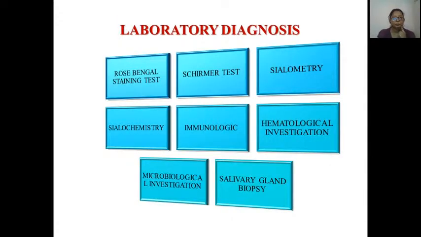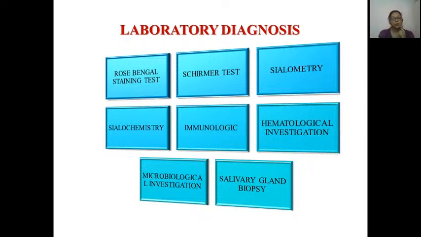Laboratory diagnosis can be done in various ways, like the Rose-Bengal staining test. The Rose-Bengal staining test is done in keratoconjunctivitis sicca, where this dye stains pink in color, and thus we can prove it. The second is the Schirmer test. The Schirmer test is done to see ocular dryness. Here we keep a filter paper in between the eye and the eyelid for 5 minutes. If it absorbs less than 5 mm in 5 minutes, then we can suspect that there is ocular dryness.